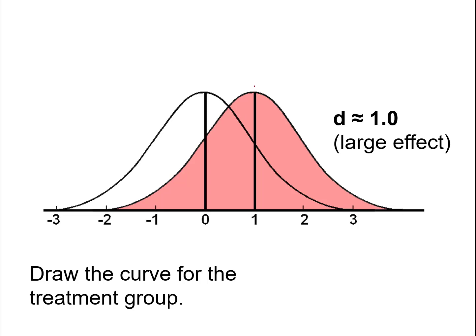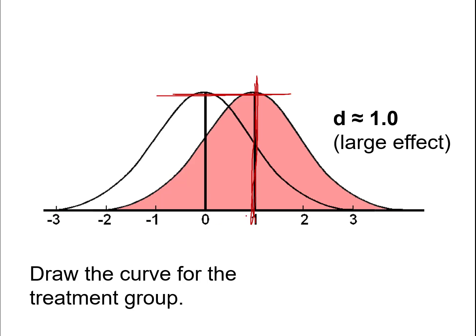And so I've already drawn the mean for my treatment group at the correct location. And now when I draw my bell-shaped curve, I simply draw an exactly same sized bell-shaped curve as I drew for my control group. So these two curves should be the same height.